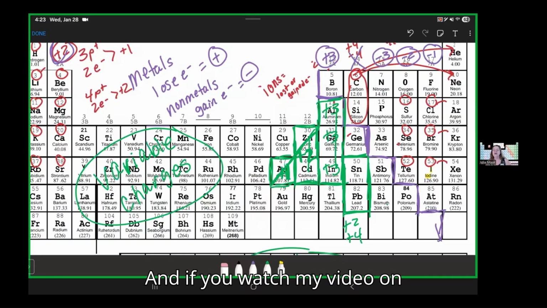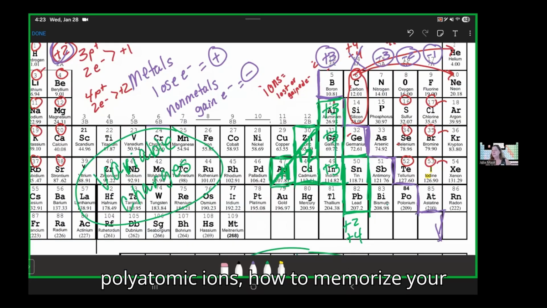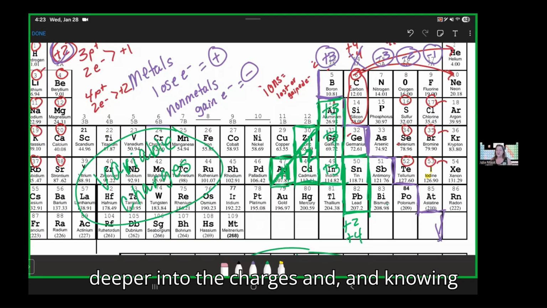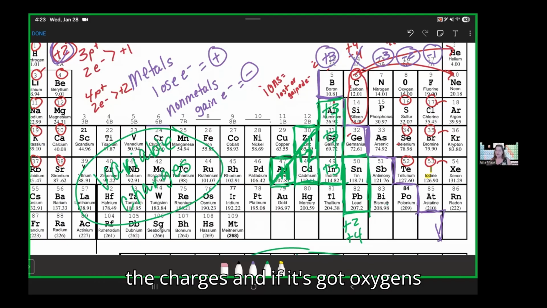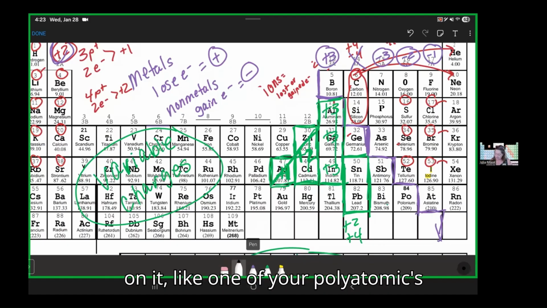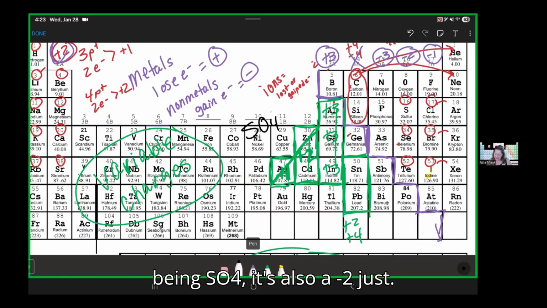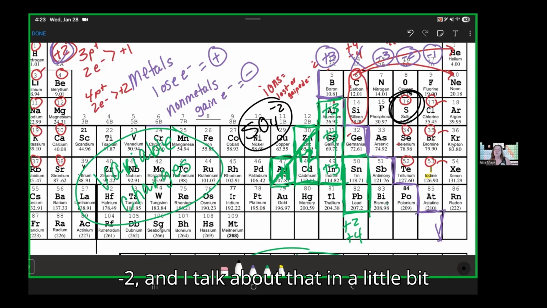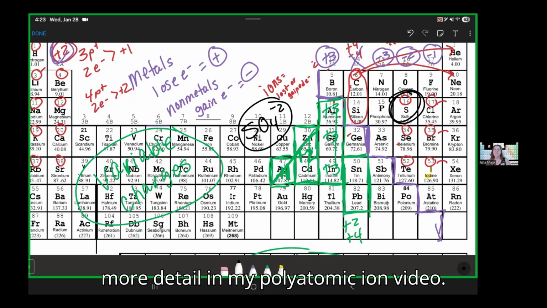And if you watch my video on polyatomic ions, how to memorize your polyatomic ions, I go a little bit deeper into the charges and knowing the charges, and if it's got oxygens on it, like one of your polyatomics being SO4, it's also a -2, just like sulfur on the periodic table is a -2. And I talk about that in a little bit more detail in my polyatomic ion video.